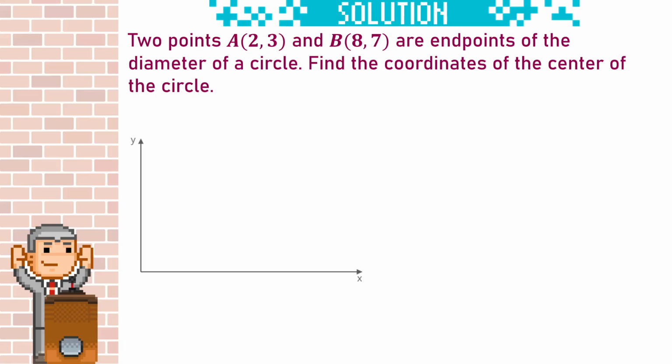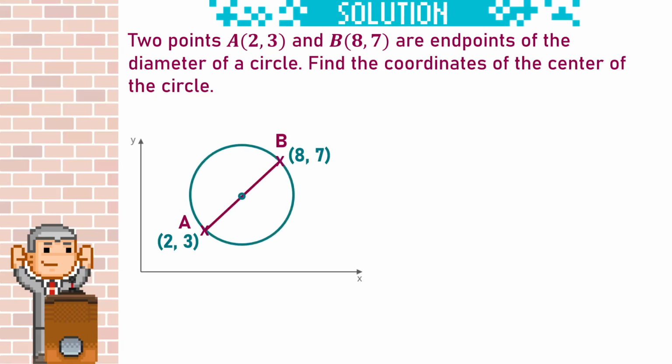So we're told that A is at 2, 3 and B is at 8, 7, so that's roughly here and here. It doesn't matter if it's not exact, just make sure that they're to the right side of each other and that if they're positive they're in this quadrant. If they were negative you would put them in the quadrant that they need to be in. And we're told that they are the endpoints of a diameter, so the circle sort of goes like this, and they're both the start and the end of that diameter.